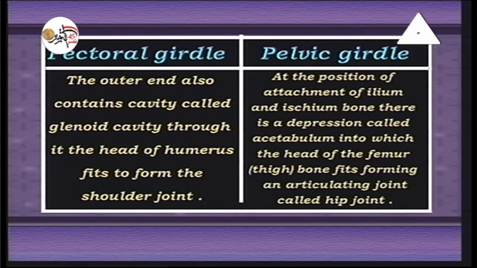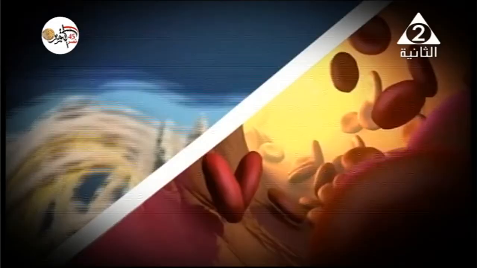Okay? While in case of the pelvic girdle, at the position of the attachment of ilium and ischium, there is a depression. This depression is called acetabulum, and I'm going to show the acetabulum depression by picture, okay? Into which the head of the femur fits. Did you remember the femur? Yes, the largest bone that supports the lower limb, the thigh bone. It forms what? An articulating joint called the hip joint.